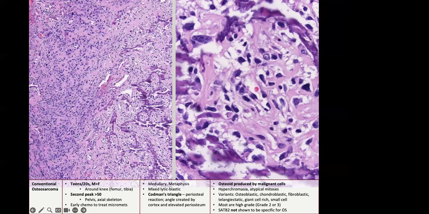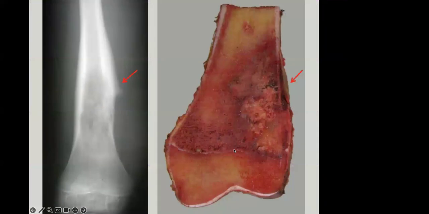We do not do SATB2, just in case this shows up anywhere. SATB2 just tells you that there's osteoblastic differentiation. It does not tell you that it's malignant, so we don't do it. Radiology shows Codman's triangle, which is a lifting off of the periosteum due to protrusion into the soft tissue through the cortex by sarcoma. So here's the periosteum that's elevated. Here's the cortex. That's Codman's triangle.